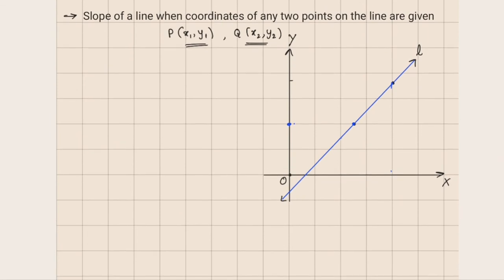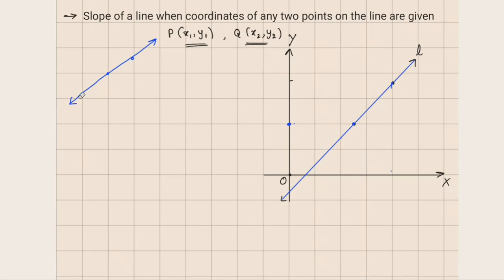Next thing, slope of a line when the coordinates of two points on the line are given. I'm asking you, if I give two points, can you define a unique line? Yes, the answer is obvious. If we have two points, we can define a unique line which passes through these two points. So we can define a line from two points, and so we can define the slope of a line also.